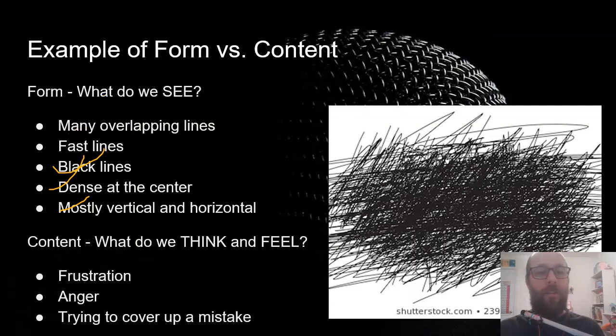So now you can see there's a difference between form and content. And it's very similar to a math equation where you see all the pieces and you see what they add up to, okay? Let's move on.